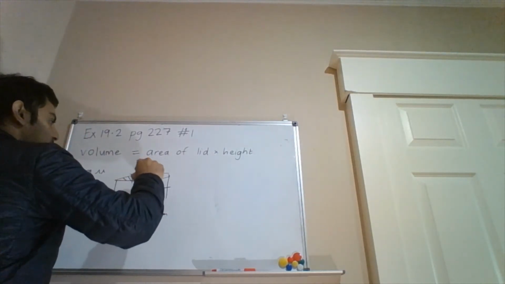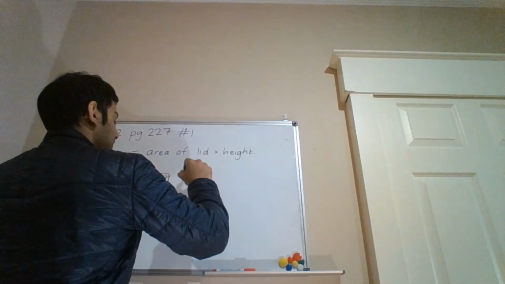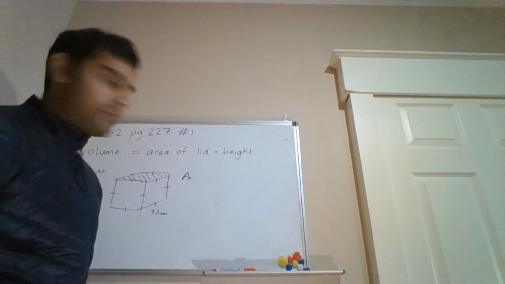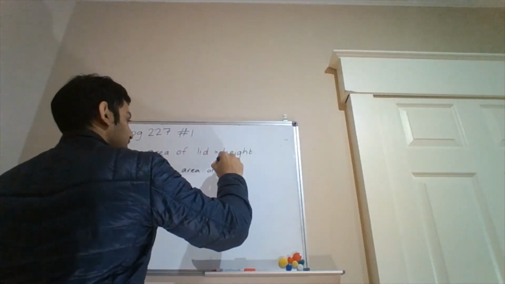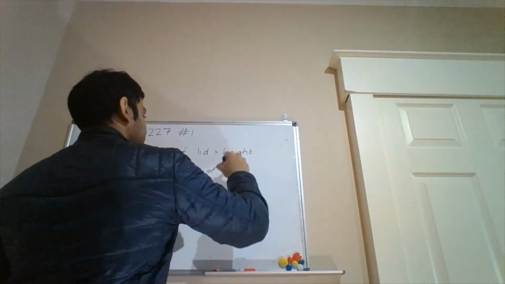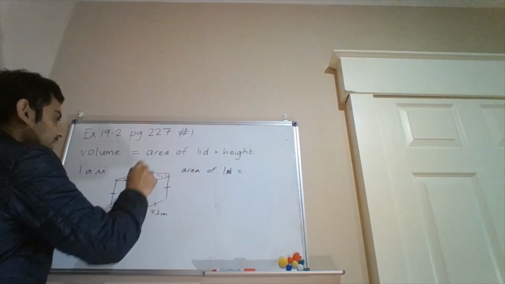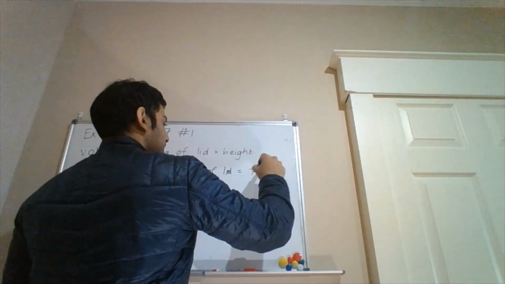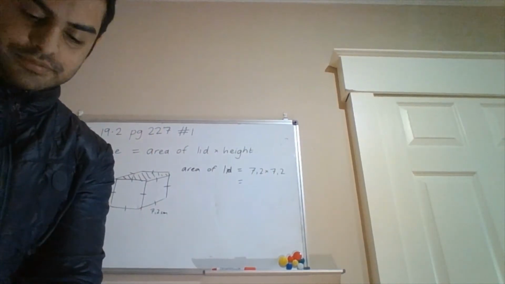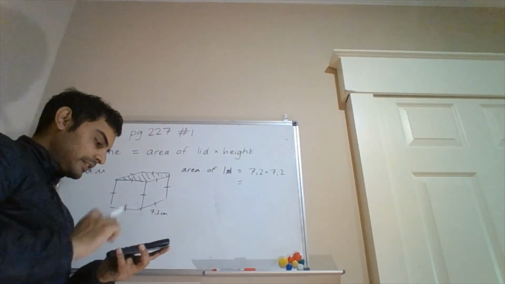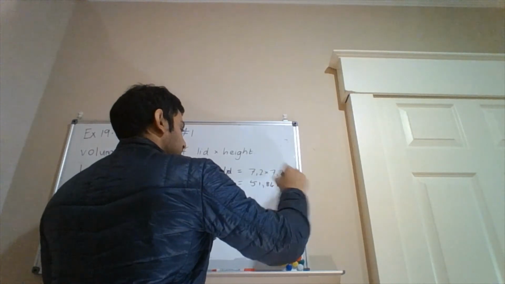So if we're trying to work out the area of the lid, it's going to be the area of that square at the top. Area of lid. The area of the square is going to be 7.2 times 7.2. Now I get 51.84 meters squared.